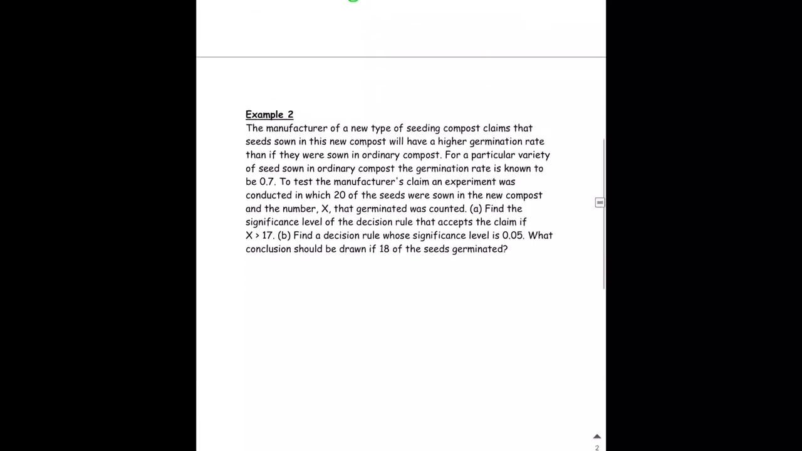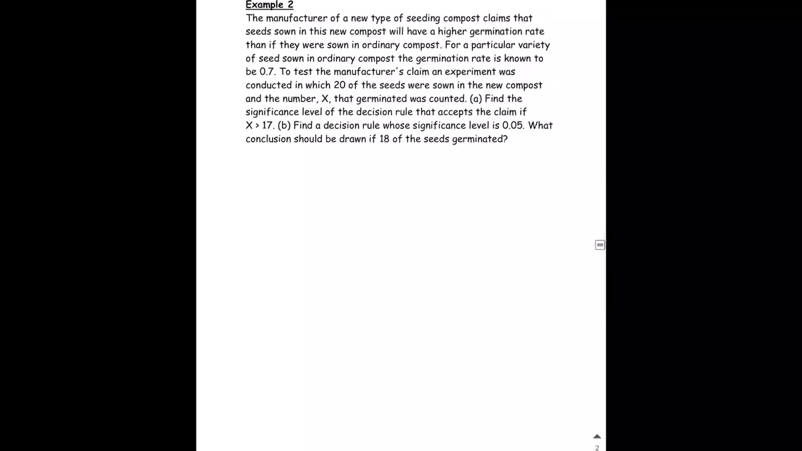Now on to the second one. Manufacture a new type of seeding compost. Again, this is quite similar to the one that we've done before. He says that his new super compost has a higher germination rate. And for a particular variety of seeds sown in ordinary compost, the germination rate is 70%.